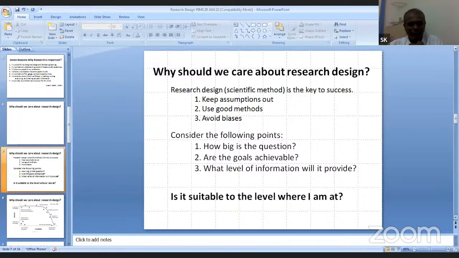Any answers to that? What do I mean? I know what I mean, but I want to know whether you understand what I mean here. Level where I am at. Ask this question to yourself. Level where I am at. What does it mean?